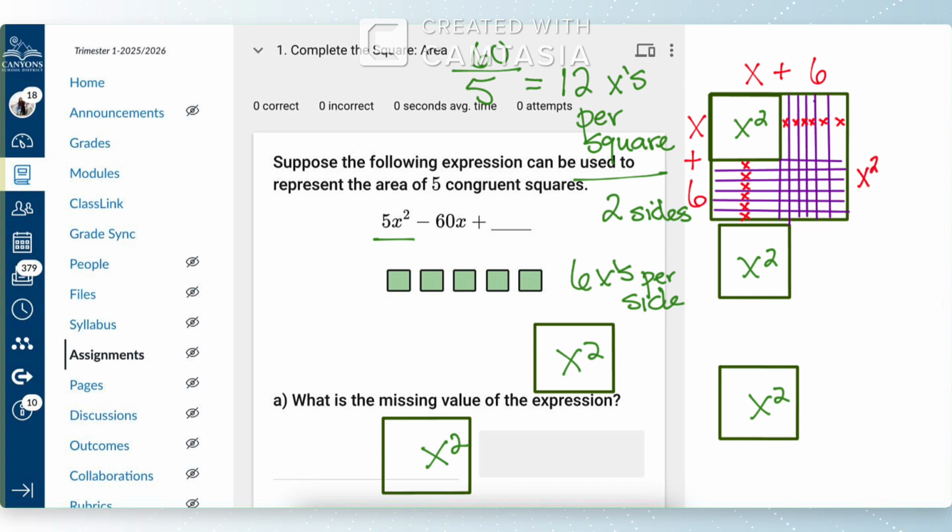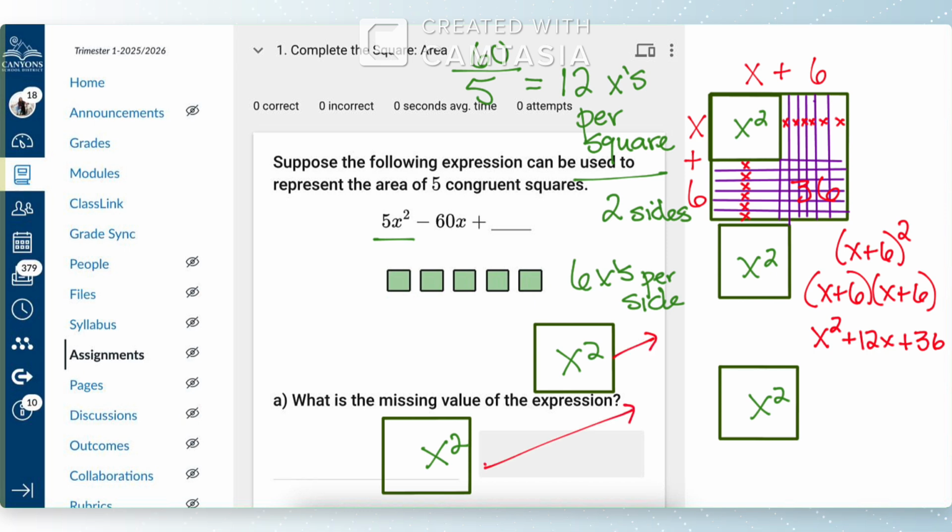If I do my x squared, my x times 6, x plus 6 squared, which is my x plus 6 times my x plus 6, we learned from the starter yesterday that this would be x squared plus 12x, and then the 6 times 6 would be the 36 little ones that are hiding down in that corner. All 5 of these squares would have to match, right? So these all have to match for me to add up to my 60 x's.